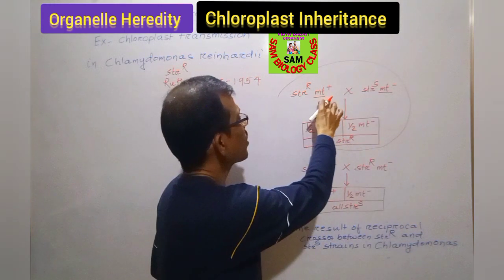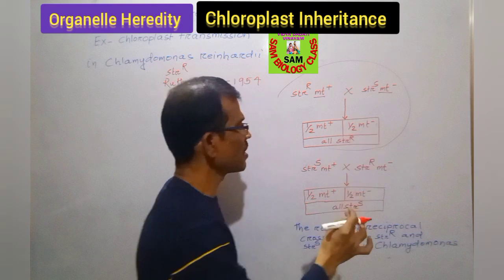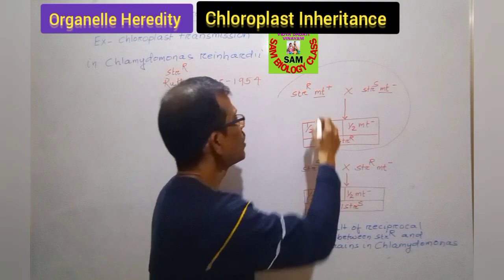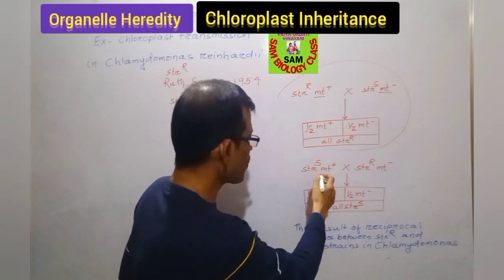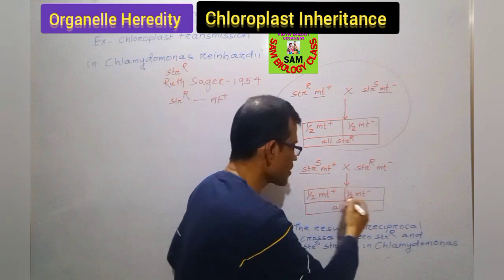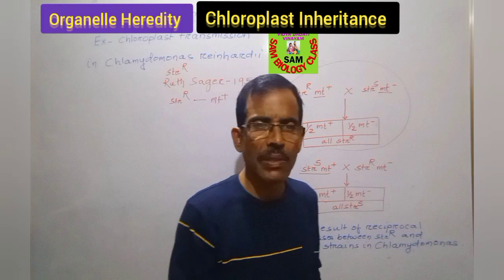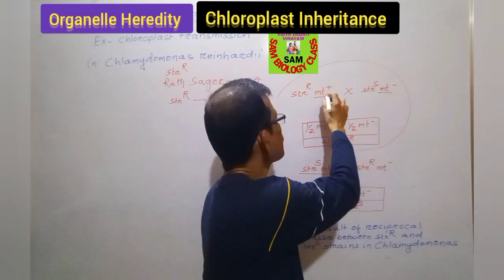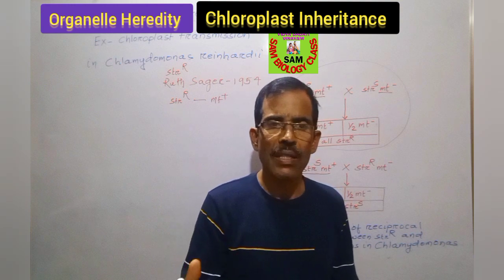So in this cross, because the MT plus parent is streptomycin resistant, all offsprings are streptomycin resistant. That means the streptomycin resistance is transmitted only through the MT plus parent. Whereas in this cross, because the MT plus parent is streptomycin sensitive, all offsprings are streptomycin sensitive. From this example, it is clear that the genetic information in the chloroplast of progeny cells is derived from only the MT plus parent, whereas the genetic information in the MT minus chloroplast has been disintegrated.